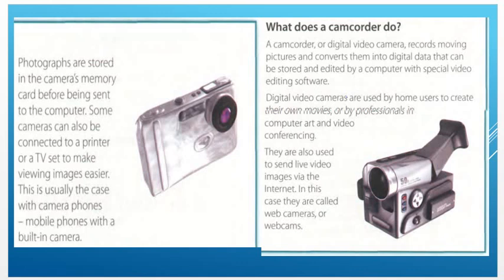This is usually the case with a mobile phone with a built-in camera. Okay, what does a camcorder do? A camcorder or digital video camera records moving pictures and converts them into digital data that can be stored and edited by a computer with special video editing software. Digital video cameras are used by home users to create their own movies or by professionals in computer art and video conferencing. They are also used to send live video images via the internet. In this case, they are called web cameras or webcams.